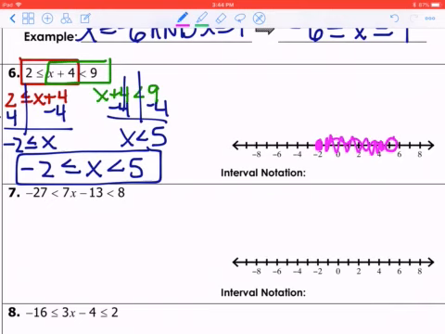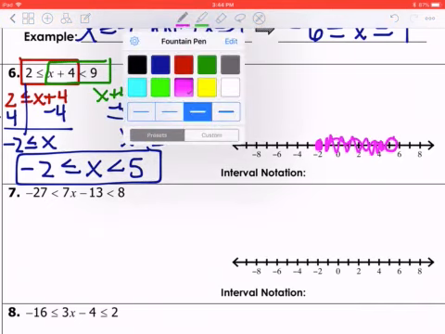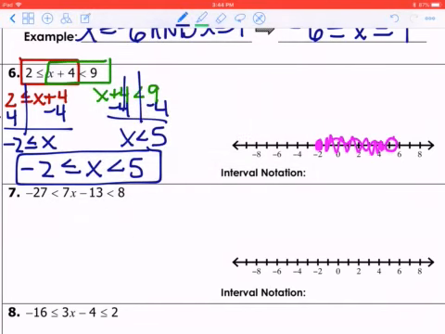So now if I do my interval notation, remember, a parenthesis is if it's open and a bracket is if it's closed. So if I write my interval notation, I'm going to have a bracket for -2, because that was less than or equal to, comma 5, and I'm going to do a parenthesis for 5 because 5 was not included. Okay? Let's try another one.